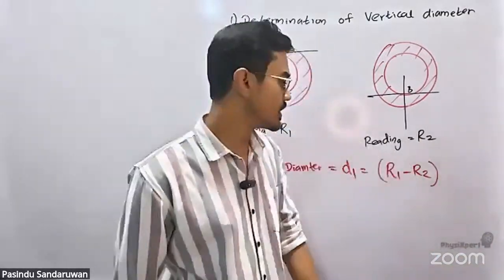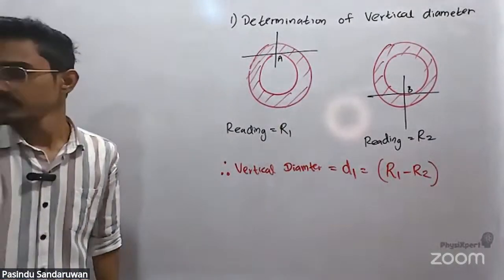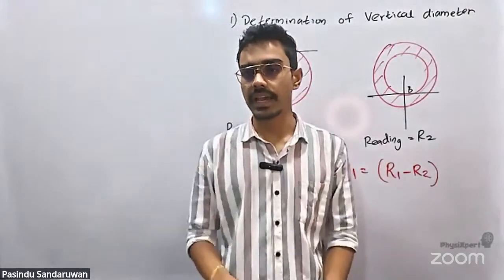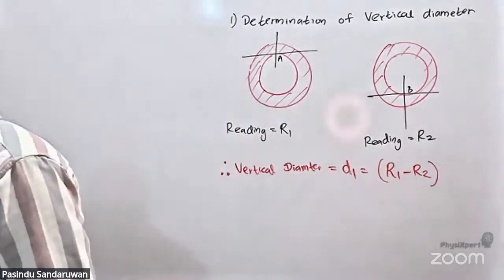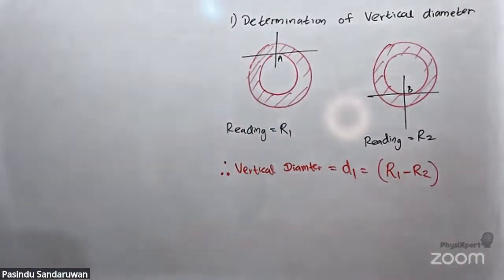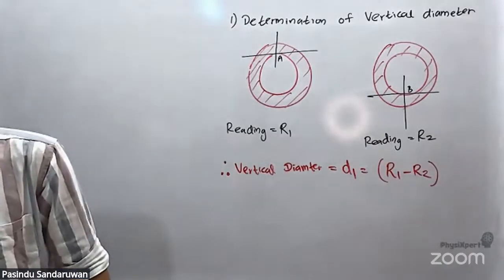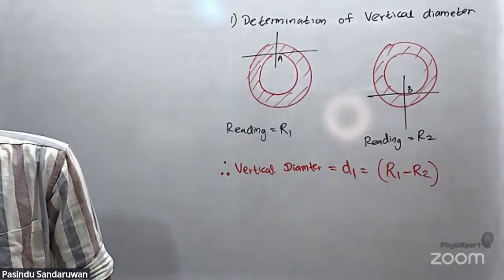Then you will get the vertical diameter like this. Is that idea clear, students? Tell me quickly before moving on. Are you clear about the idea? Clear. Okay, all good.